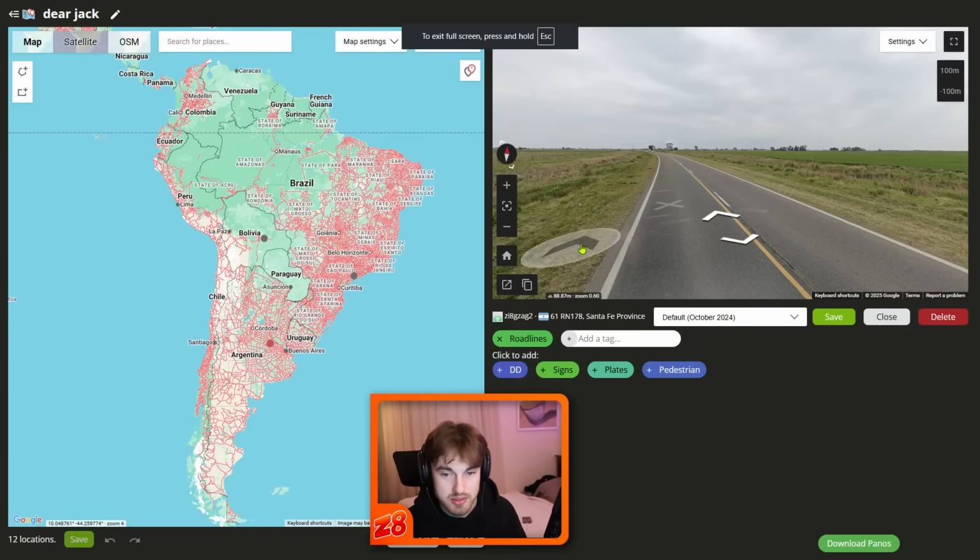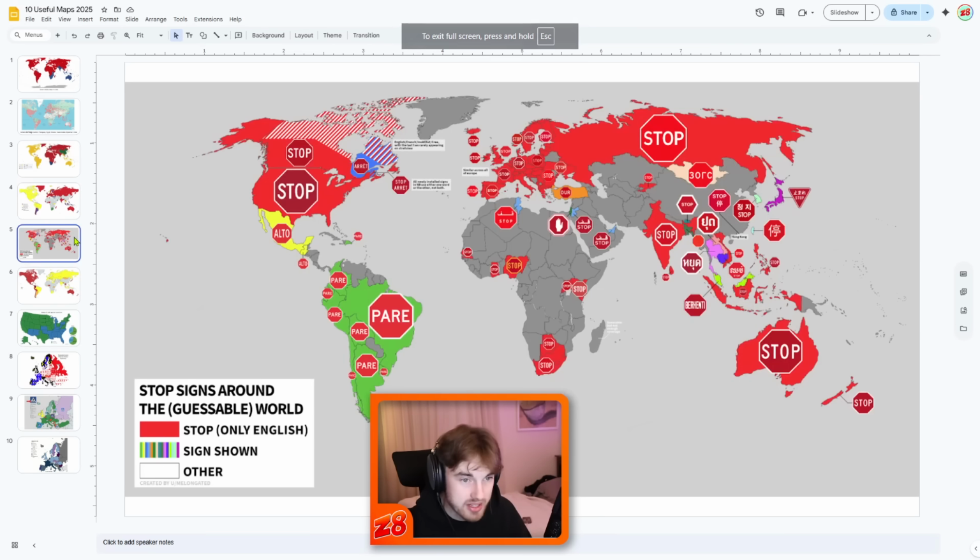Okay, Jack, let us move forward to the next map, which is the stop signs. Now, stop signs are actually very useful. Alto happens in Central America, whereas pare happens in South America. Very much worth knowing. You can really get yourself out of a pickle between North and South America with that, but there are a whole bunch of countries around the world that are actually useful as well.